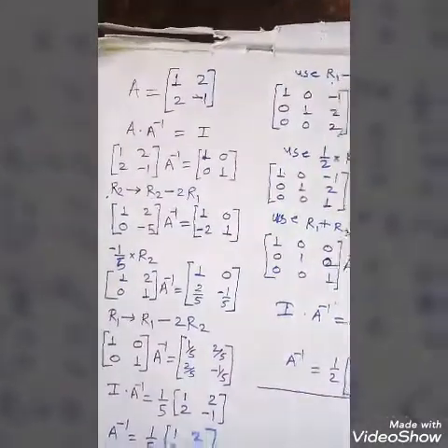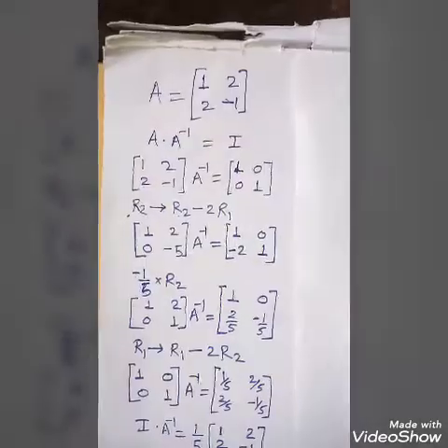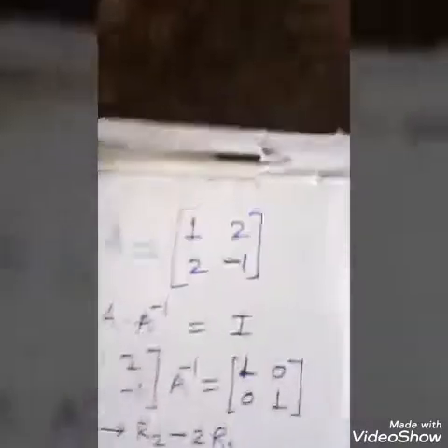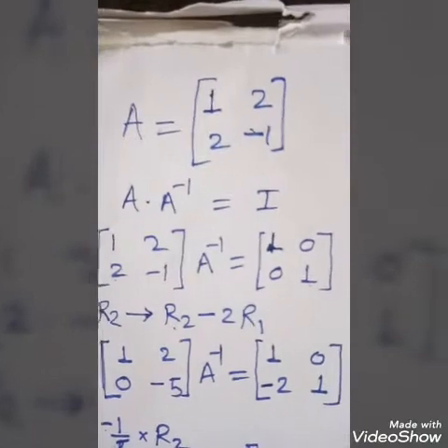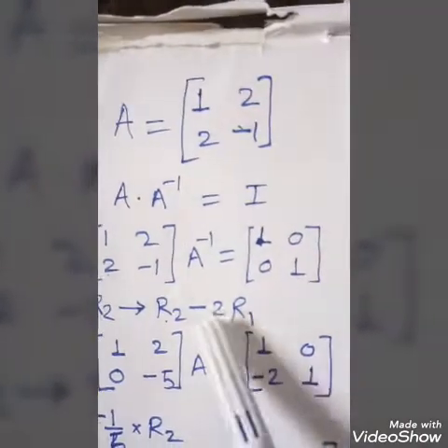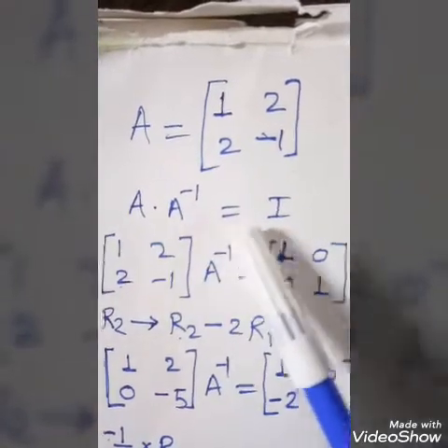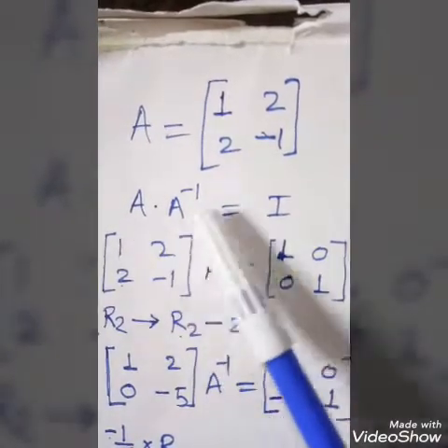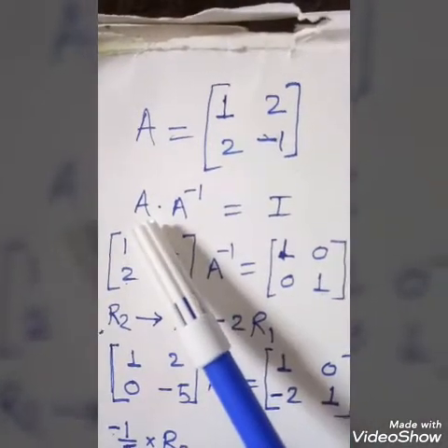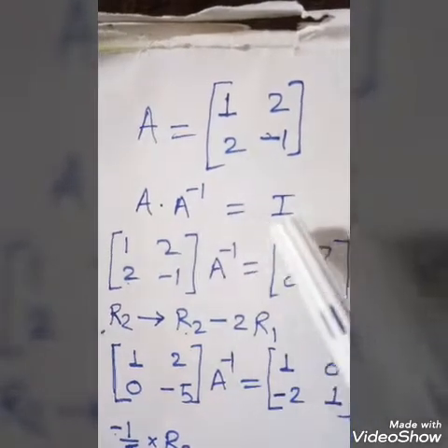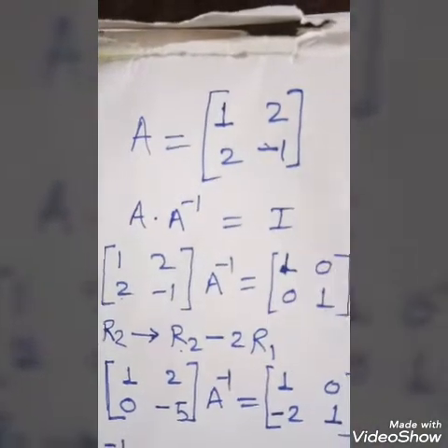This is the example of order 2 in which we have to find its inverse by using transformation method, and for that our first step is we write the property A into A inverse is equal to I. Everyone knows matrix multiplied to its inverse, then we get identity matrix, so we use the property A into A inverse is equal to I.